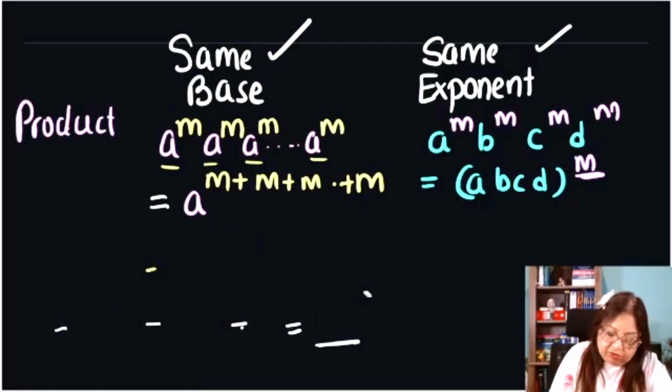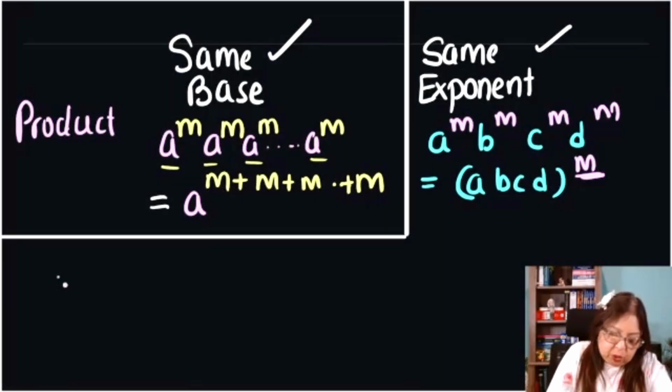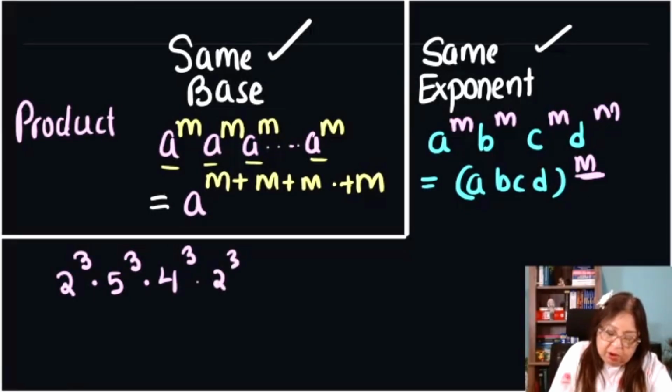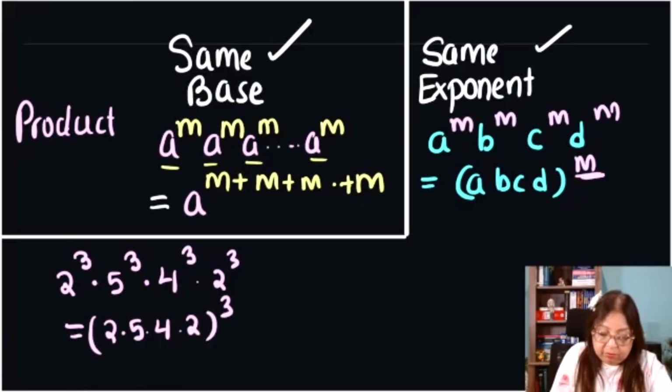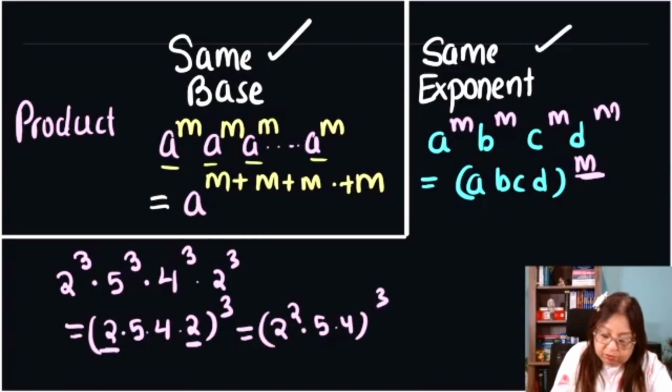Let's get rid of this from here now. You have 2 to the power 3 times 5 to the power 3 times 4 to the power 3 times another 2 to the power 3. How would you simplify it? You would do 2 times 5 times 4 times 2, to the power 3. You could simplify it further. This 2 times this 2, that is 2 squared times 5 times 4, to the power 3.